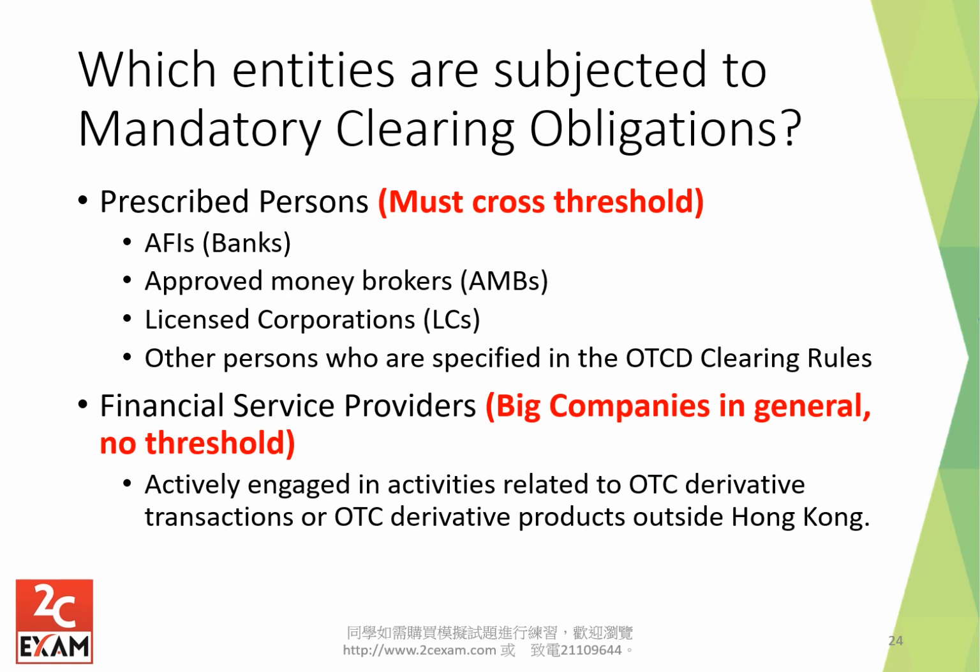So which entities are subjected to mandatory clearing obligations? Prescribed persons. Once again, it must cross the threshold. What exactly are prescribed persons? AFIs basically means banks, approved money brokers, licensed corporations, other persons who are specified in the OTCD clearing rules. And what exactly are financial service providers? Basically, it's big companies in general. There's no threshold, and they are actively engaged in activities related to OTC derivatives transactions or OTC derivative products outside of Hong Kong. These entities are subjected to mandatory clearing obligations if they trade between each other.